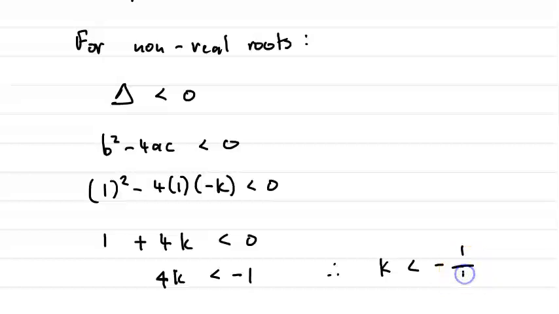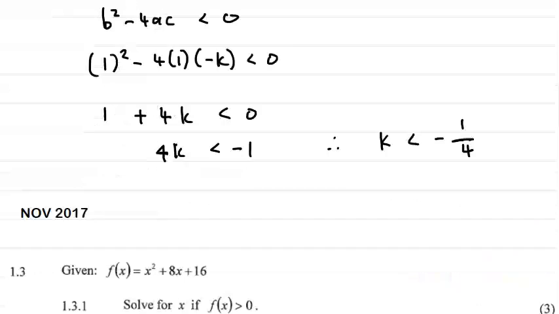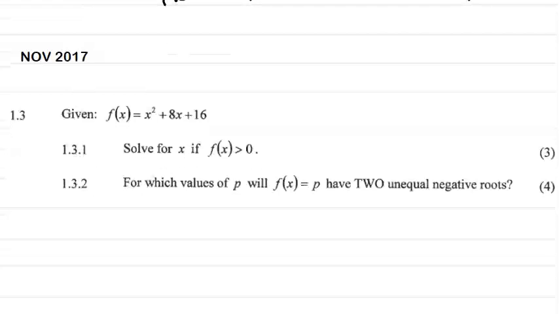So we got 4k must be less than −1, therefore k must be less than −1/4. So the answer is k must be less than −1/4. Let's go look at the next question that I want to look at in this video lesson.